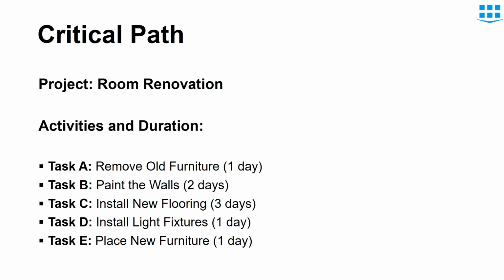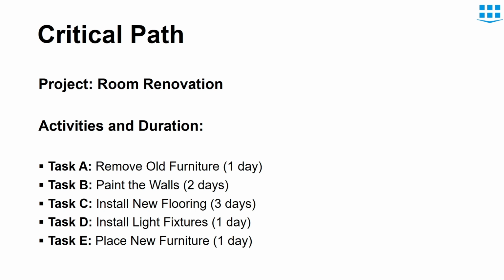Here you can see that task A is remove old furniture, which has a duration of 1 day. Task B is paint the walls, which has a total duration of 2 days. If we compare task B and task A, we can see that task B cannot start until task A is finished. So task B is dependent on completion of task A. Similarly, task C is dependent on task B.